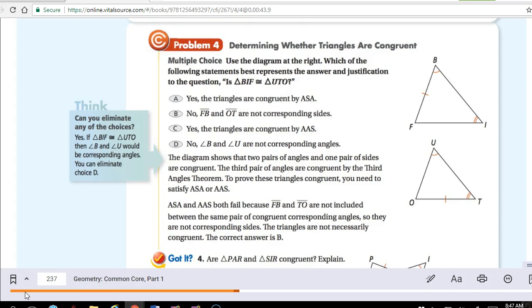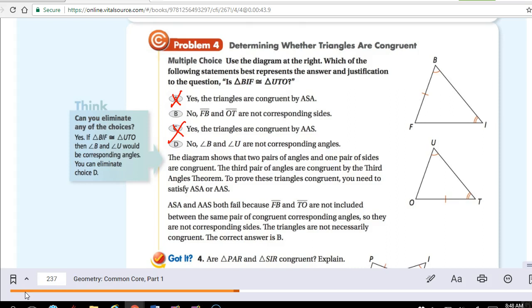So let's go back to our choices. We could say, yes, the triangles are congruent by angle, side, angle. Well, that is not true. Okay, so we can mark through that one. The second one, no, they're not. Of course, if we know they're not, the two that say yes would be out.